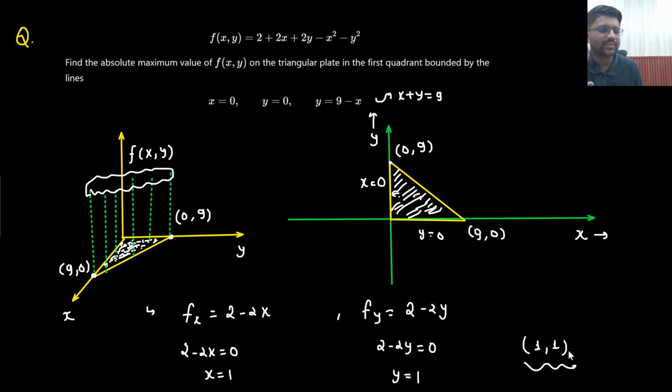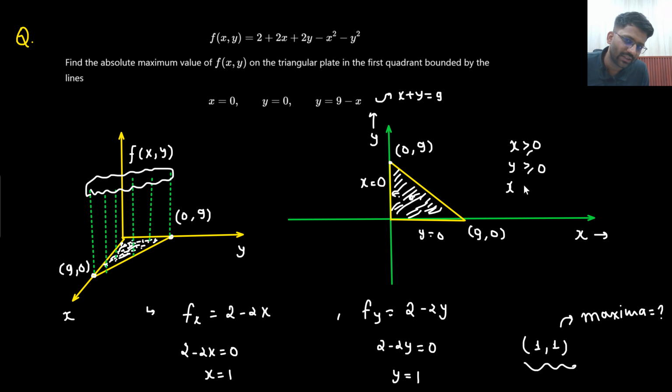Now whether it is the point of maxima or minima, I don't know, but I can trust that it will be the point of maxima only. Secondly, one more thing I need to check, whether this (1, 1) is lying in this region or not. What is this region? This region is x greater than or equal to 0, y greater than or equal to 0, or you can say x plus y less than or equal to 9. This is the region, no? Area bounded. So (1, 1) will be lying somewhere here, no?